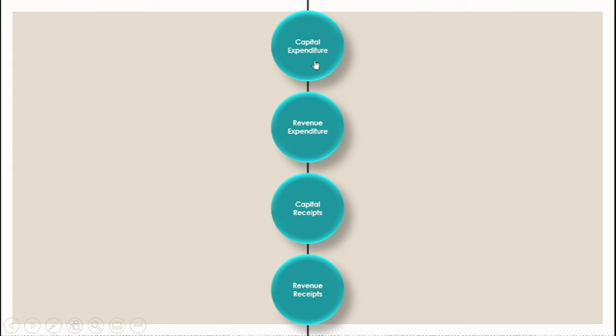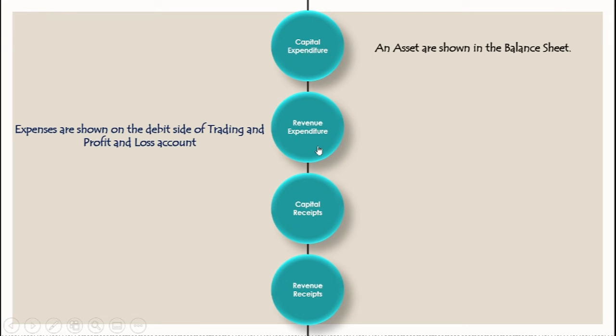And now let's understand where they are placed. So capital expenditure, as we know, the benefit extends more than 1 year, so it becomes a part of the balance sheet and is shown as an asset in the balance sheet. On the other hand, revenue expenditure, where the benefit does not extend to the next year, these expenses are shown in the trading profit and loss account.